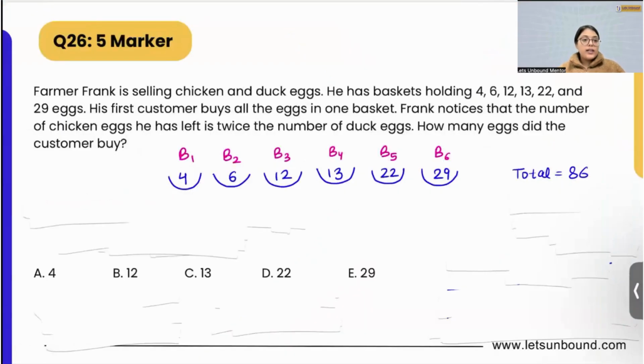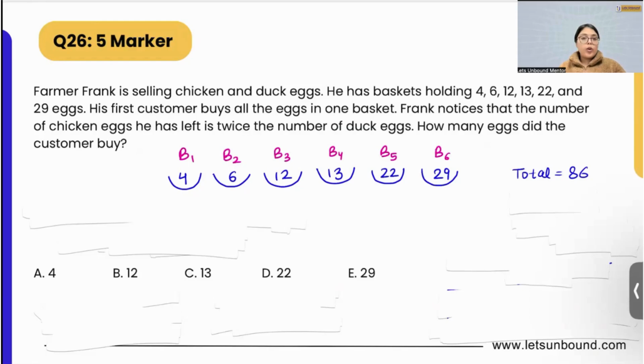Here is the question. Question says, Farmer Frank is selling chicken and duck eggs. He has baskets holding 4, 6, 12, 13, 22, and 29 eggs. His first customer buys all the eggs in one basket, but we don't know which basket the customer picked. Frank notices that the number of chicken eggs he has left is twice the number of duck eggs. How many eggs did the customer buy?